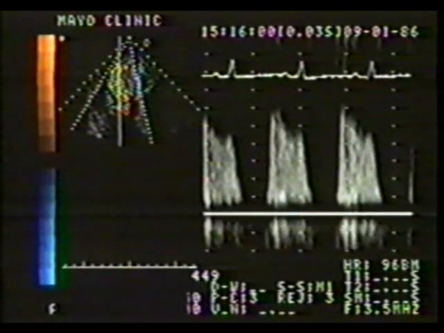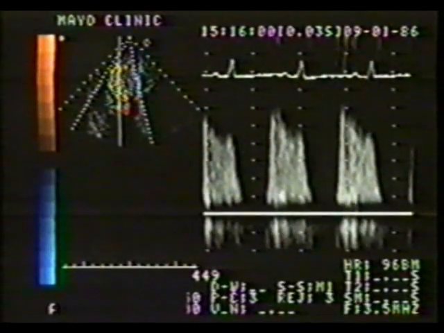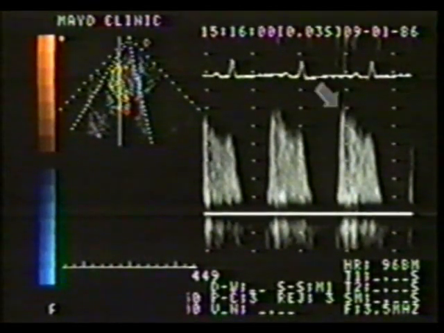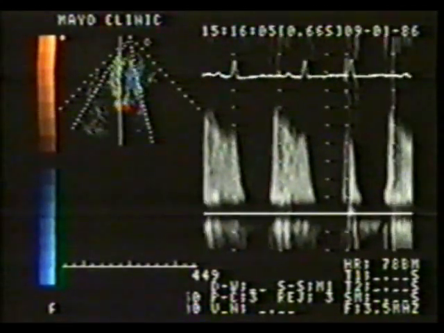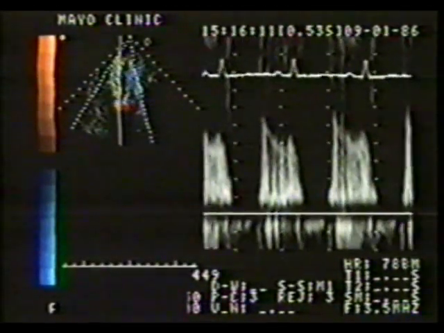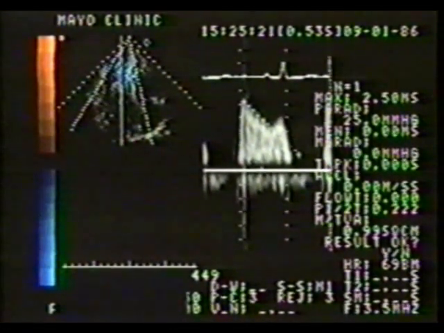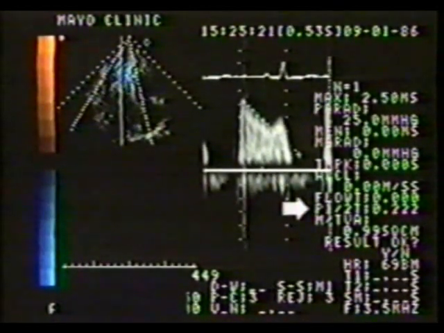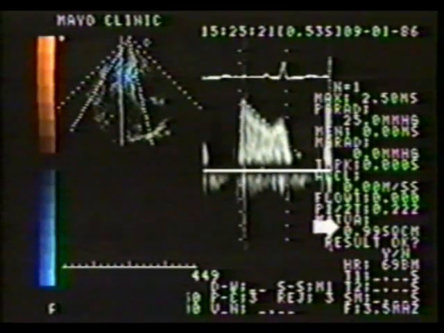This is the same case, but the CW cursor has now been aligned directly along the color jet. We now see the true peak velocity, 2.9 meters per second. The spectral display has been frozen and the deceleration slope has been marked. The pressure half-time is 222 milliseconds and the mitral valve area is 0.99 square centimeters.